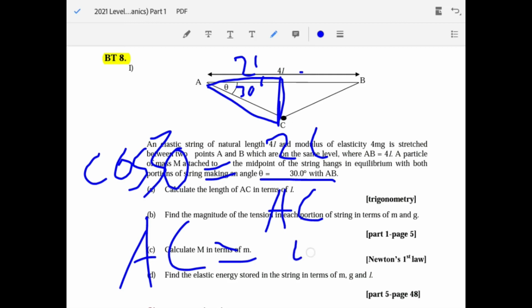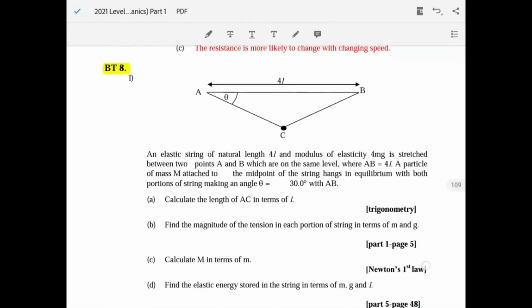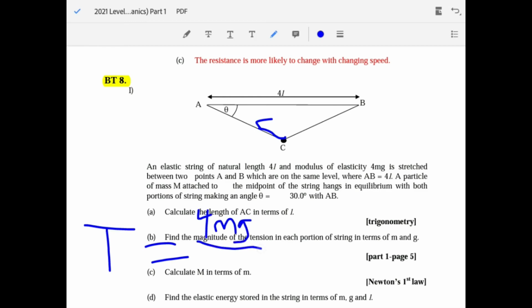So that makes it 4 over root 3L. Let's check. Yep. Now, find the magnitude of the tension in each portion of string. Notice that it's in small m. So you can't just balance T so far. You do that next part, but small m, so you have to use the elasticity because that's the only point where it says it. So T is equal to modulus, so 4mg over L0.